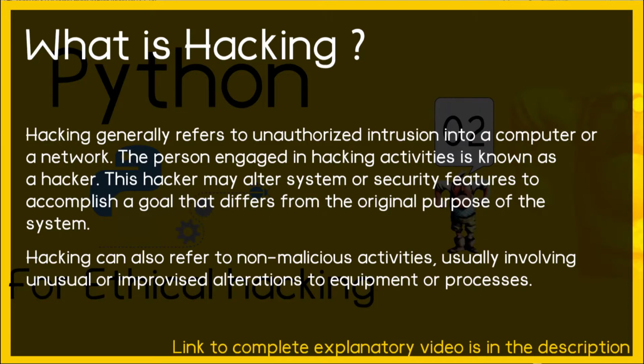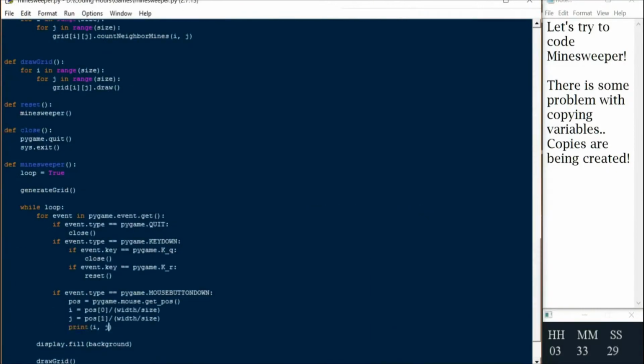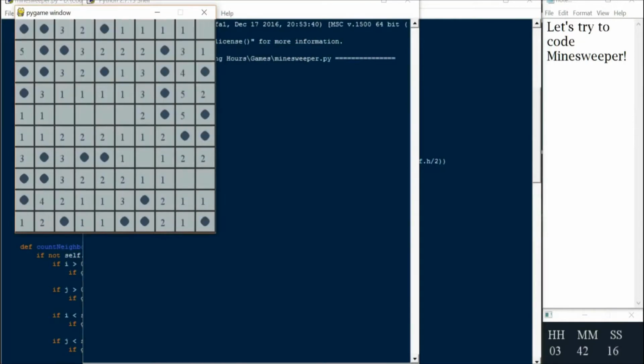So let's first come to the question of what is hacking. Hacking generally refers to unauthorized intrusion into a computer or a network. The person engaged in hacking activities is known as a hacker. This hacker may alter system or security features to accomplish a goal that differs from the original purpose of the system. Hacking can also refer to non-malicious activities, usually involving unusual or improvised alteration to the equipment or processes. Now, there are three different types of hackers: red hat hacker, white hat hacker, and gray hat hacker.